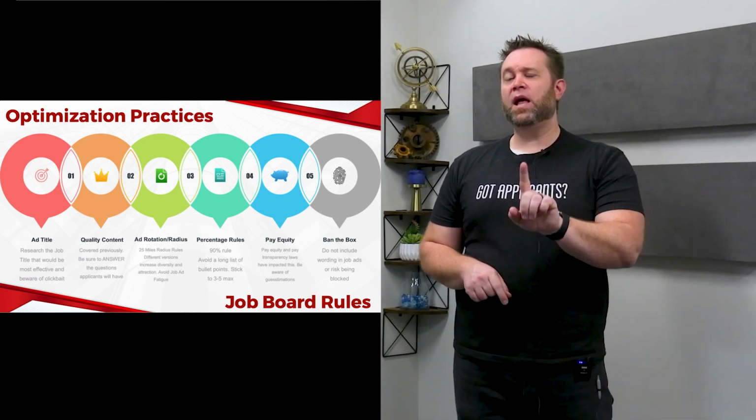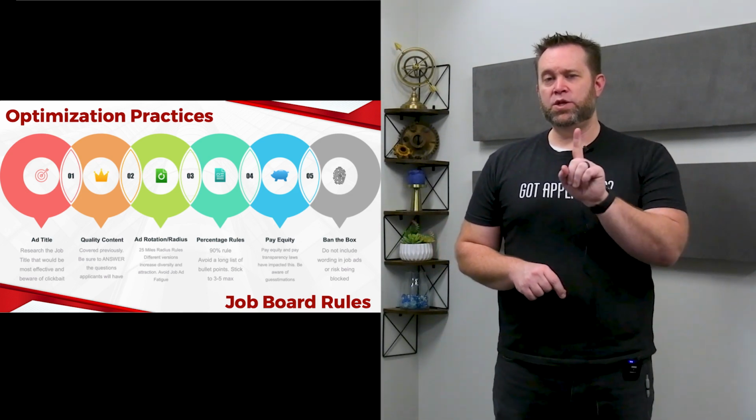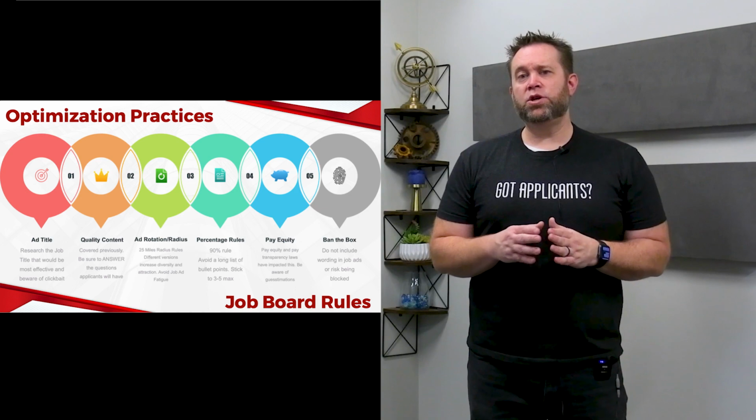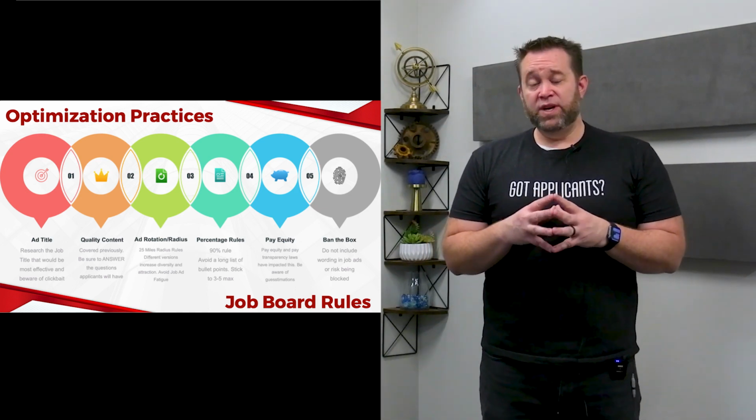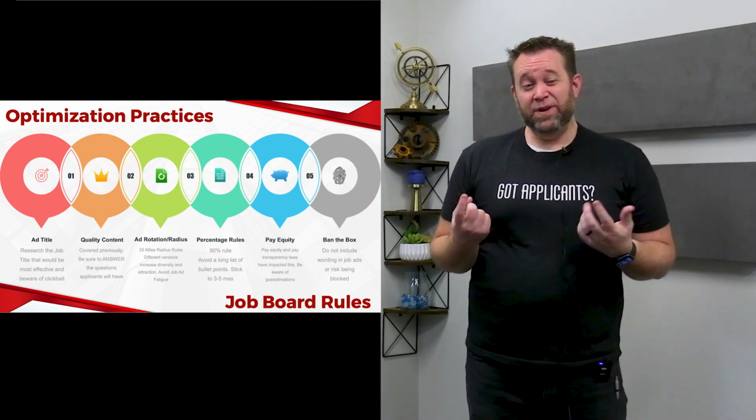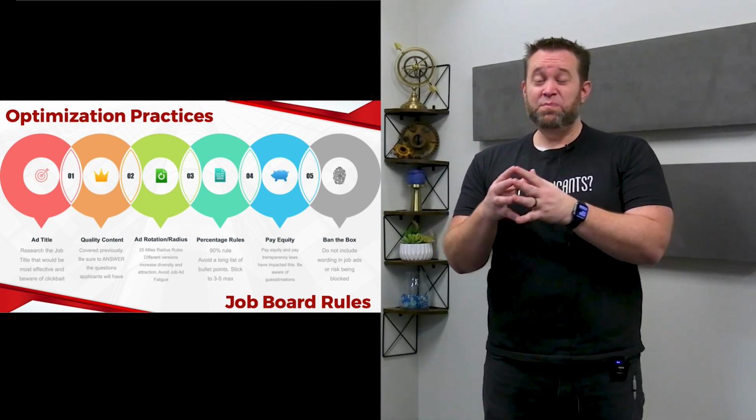So that's the first element of job optimization, which is your job title. Now, there's a new rule on a lot of the major job boards that your job title should be very simple. It shouldn't be more than 6 words. And the real definition is it should be what would display on a business card.